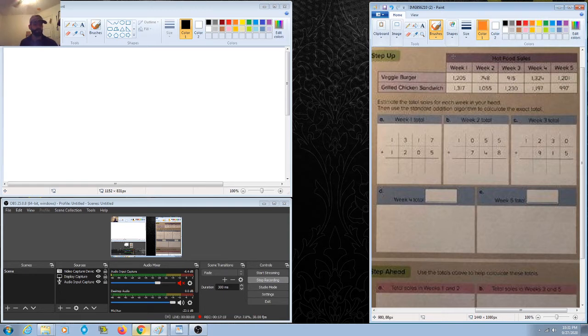Let me see if I can use orange here. Okay, so for week 1, the veggie burger will round to 1,200. The grilled chicken sandwich will round to 1,300. For week 2, we'll round 748 to 750. And again, if you guys have any questions about reviewing rounding, please don't hesitate to let me know. 1,055 will round to 1,100.